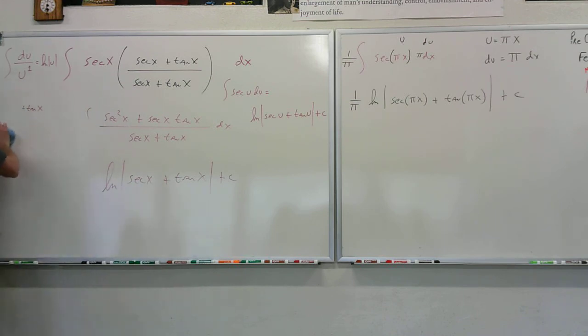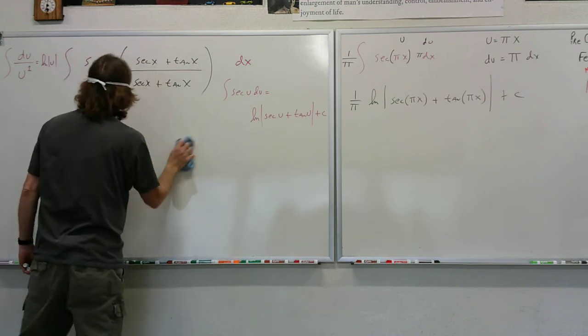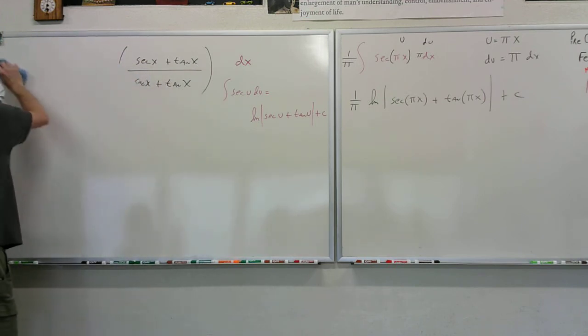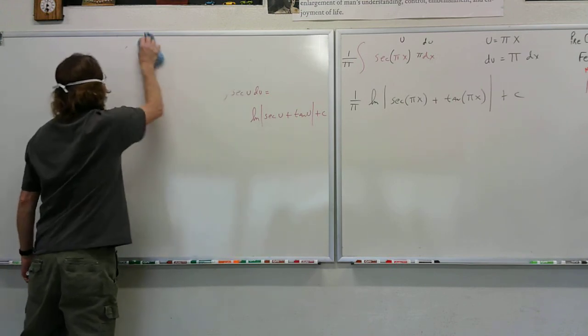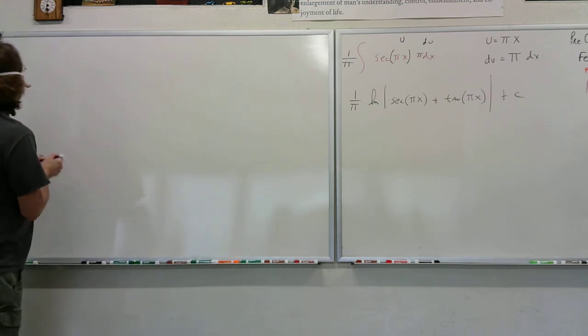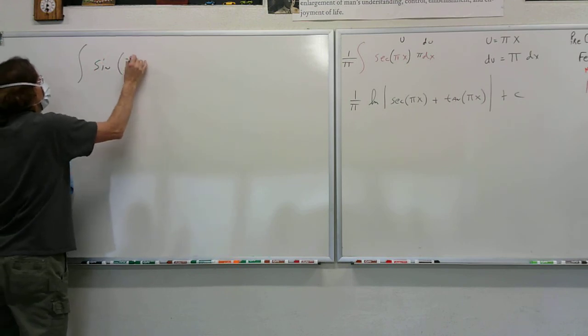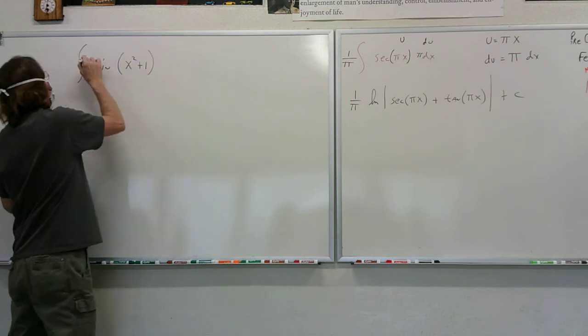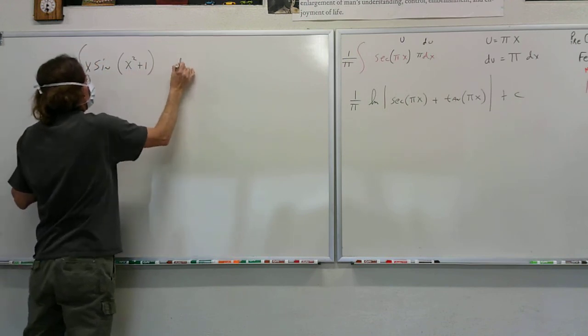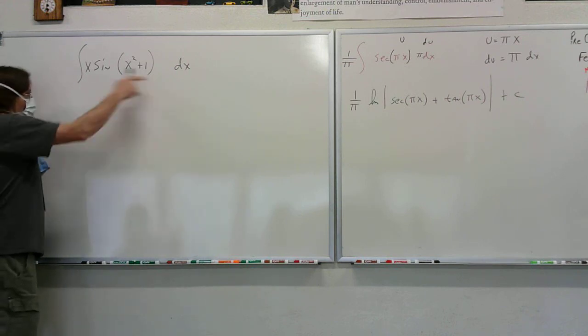All right? Now, if you had this, you've got the integral of sine of x squared plus 1, times x, dx. See that x out front? I almost didn't put it there, but I need it. This is exactly how you want it to start.